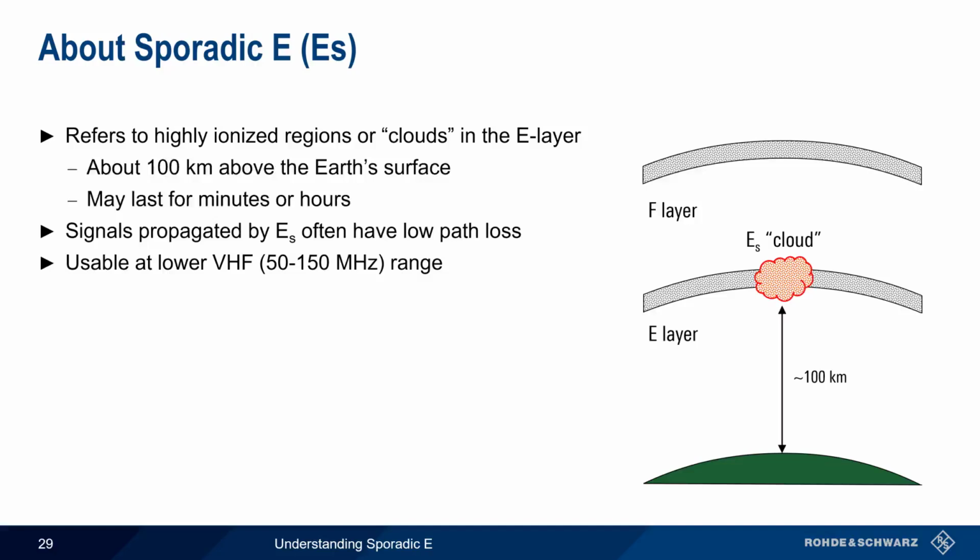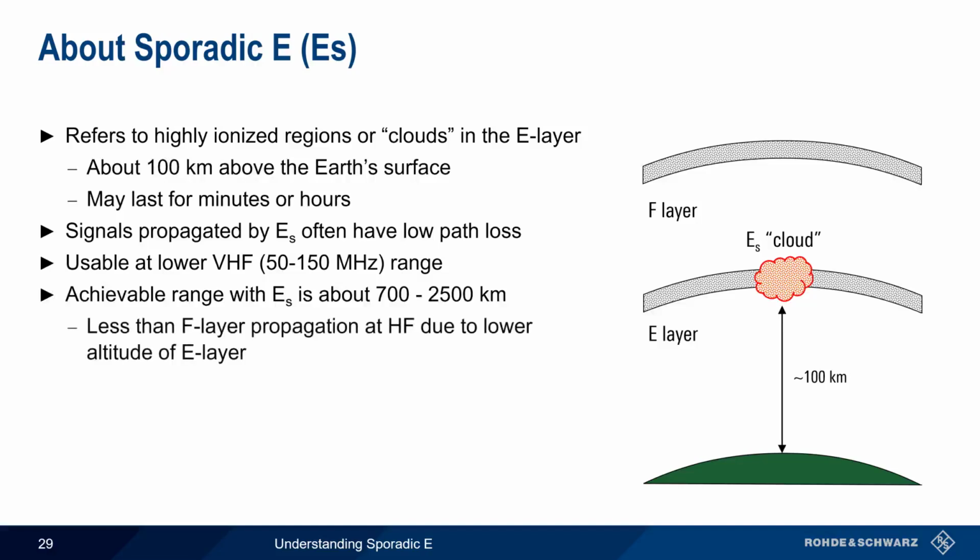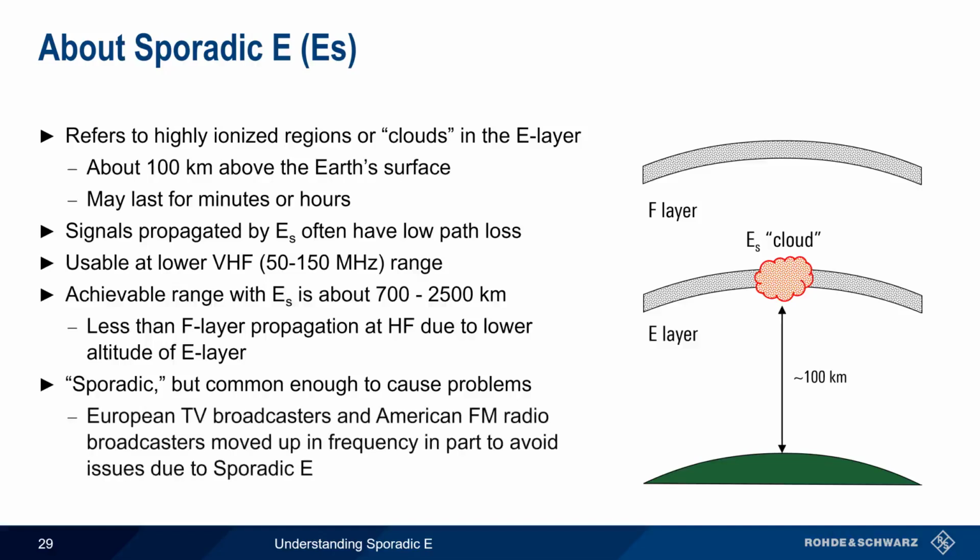Sporadic E can also propagate signals for long distances, typically in the ranges of 700 to 2,500 kilometers. Because of the lower altitude of the E layer, these distances are lower than the distances achievable with F layer propagation of HF signals. This mode of propagation is called sporadic because it's difficult to predict, but it is still common enough to cause problems. For example, European TV broadcasters and American FM radio broadcasters moved up from their original frequencies, in part to avoid issues caused by sporadic E.